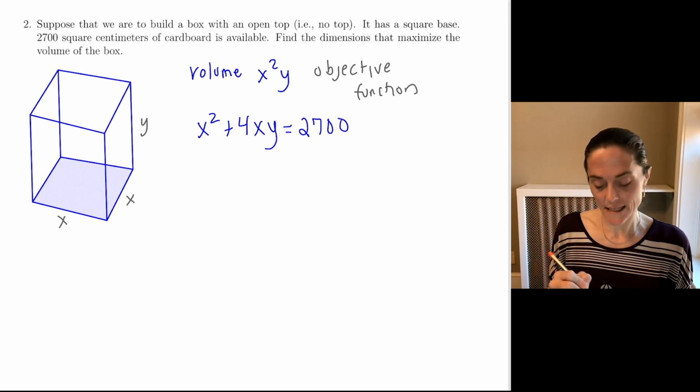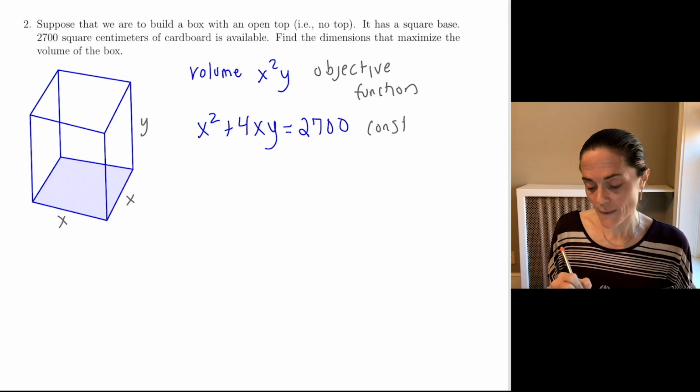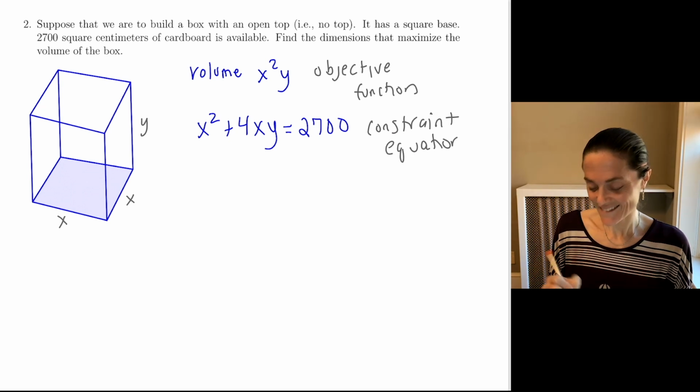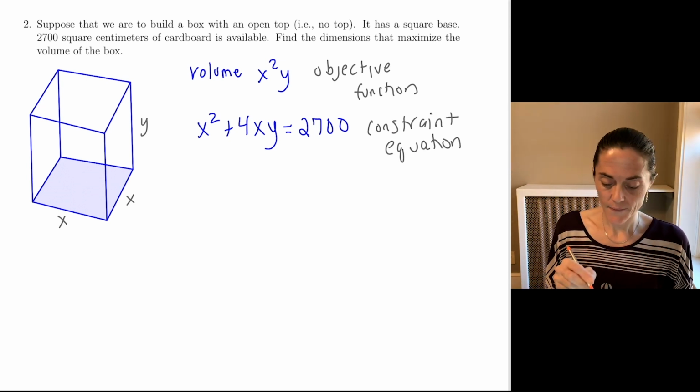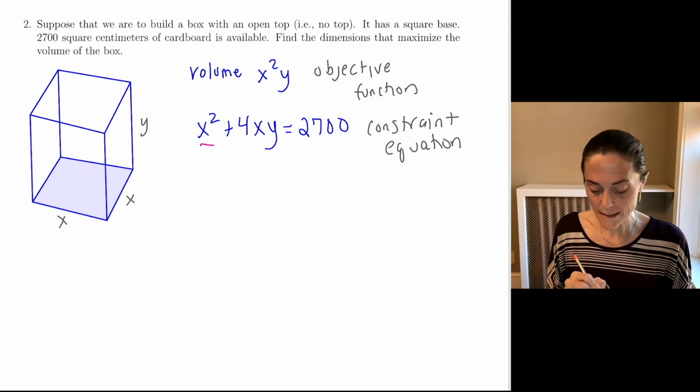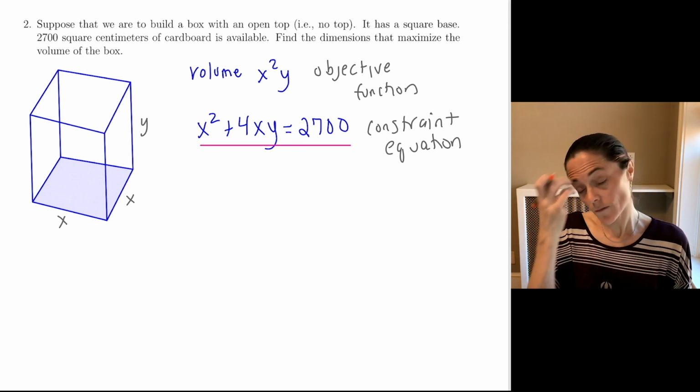This is my equation that relates the variables. This is my constraint equation. Fantastic. Well, we use this, right? We use the constraint equation to solve for one variable in terms of the other.